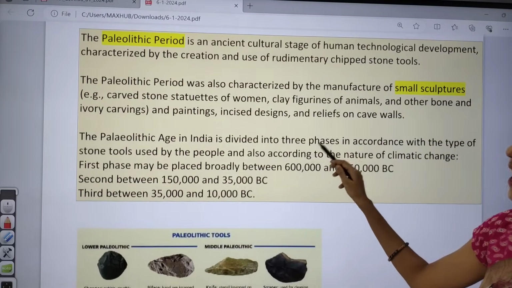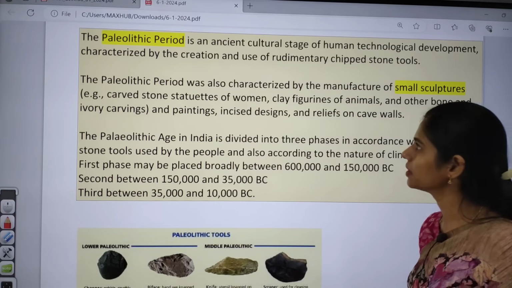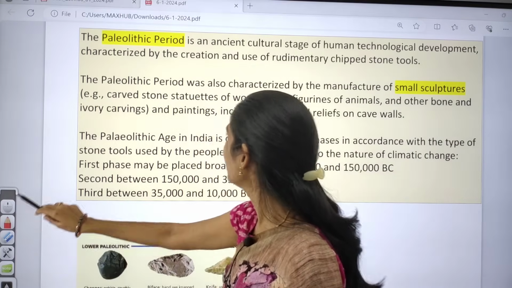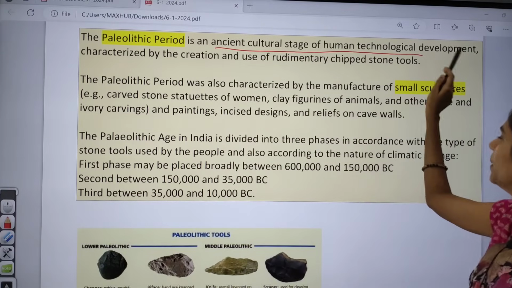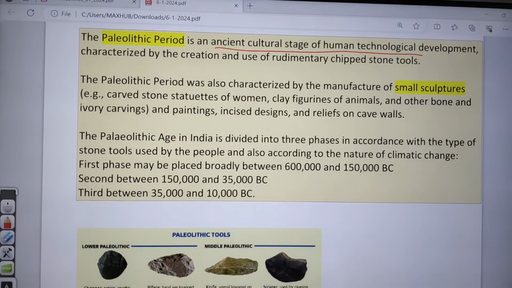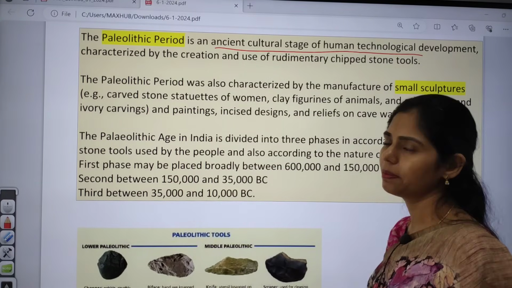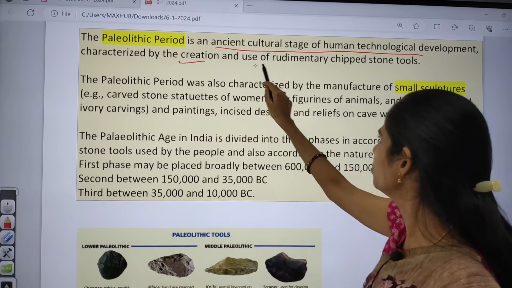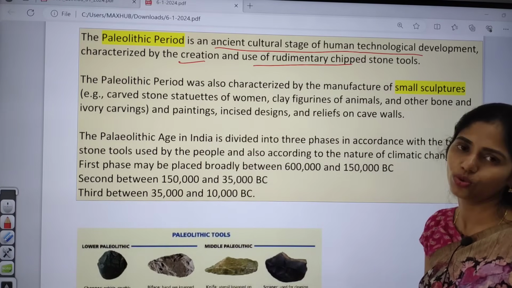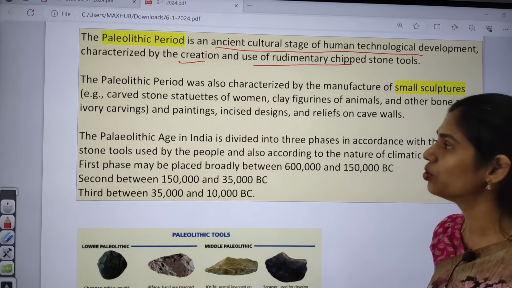And let us see some facts regarding this Paleolithic period. Paleolithic is nothing but an ancient cultural stage of human technological development. In this Paleolithic period, we have the creation and use of rudimentary chipped stone tools. So people used stone tools.